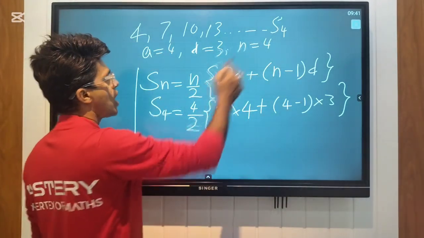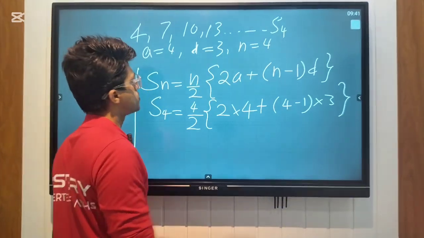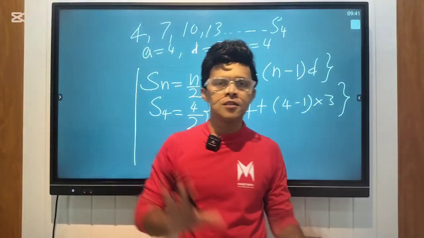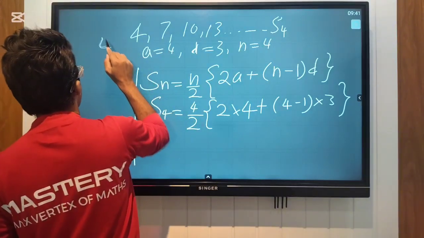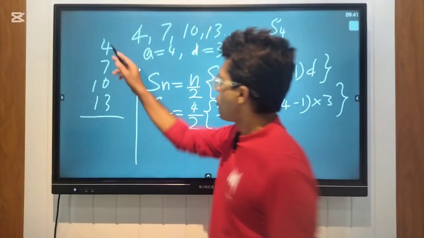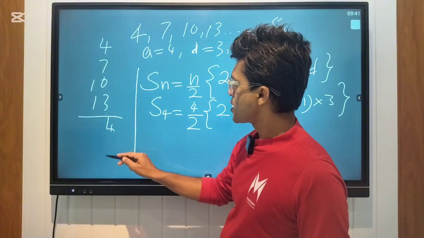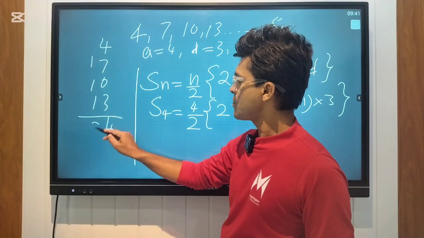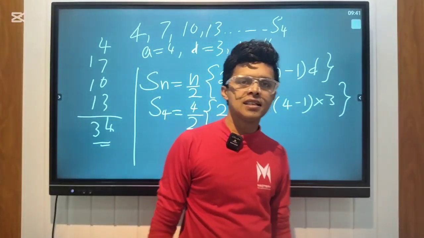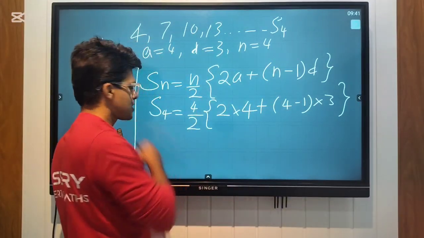And what we are going to do is get the sum of the first 4 terms without using the formula. So 4 plus 7 plus 10 plus 13. Let's add. 4 plus 7 is 11, plus 3 is 14, remain 1, then here 1, 1 plus 1 is 2, plus 1 is 3. So the sum of the first 4 terms, bear in mind, is 34. We are going to get the same value here.